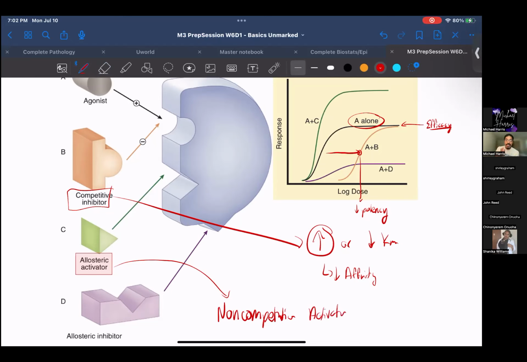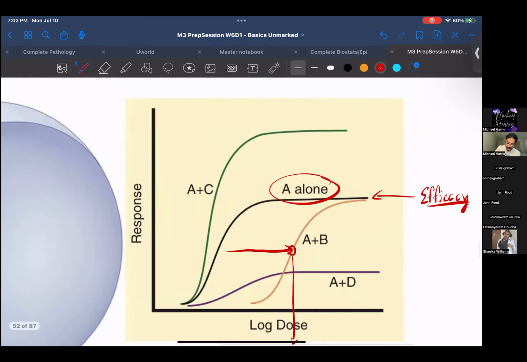Now, when you did non-competitive, what changed? Vmax. Km stayed the same, right? But Vmax changed. Same concept here. Efficacy changes, Km stays the same. Okay? So potency doesn't change, but the efficacy of the drug does.